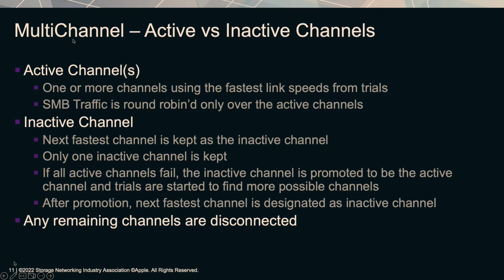If all the active channels fail, then the inactive channel is promoted to be the active channel, and then we start new trials to figure out who are our new active and inactive channels. Okay? And once the current inactive channel gets promoted to the active, then again, we look for what is the next fastest channel. We keep 1 of those, and he becomes the new inactive channel. If you're not an active channel or you're not the sole inactive channel, then we will disconnect all the remaining channels.